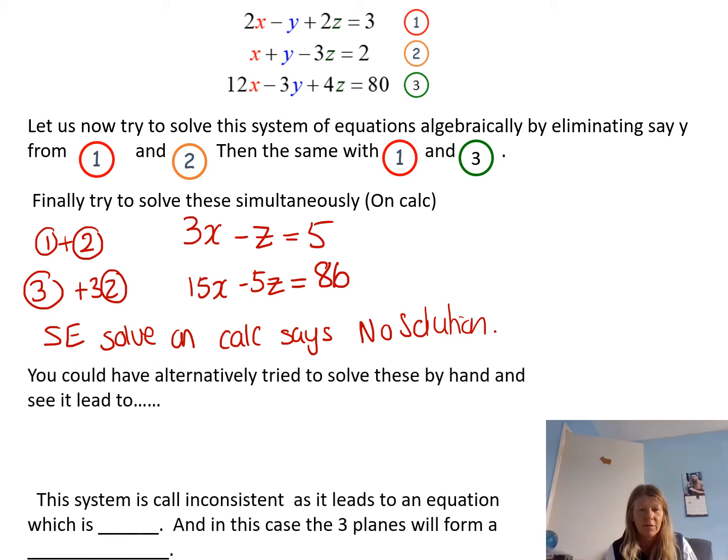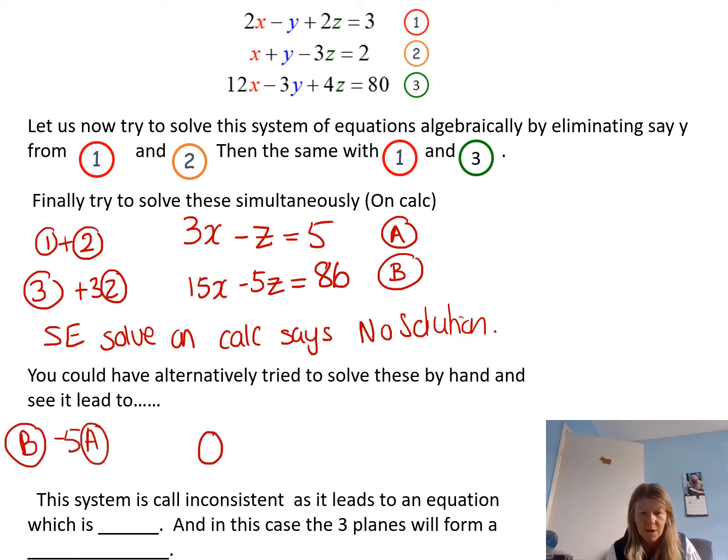If you want to see what I mean by inconsistent, you'd have to solve them by hand. So alternatively, solving these by hand, if we called these A and B, like last time, what did we do? We did B take 5 A's to get rid of the x's. So you get 0 plus 0 equals, this time, something like 51. So this leads us to a nonsense statement, so we call that inconsistent. So this system is called inconsistent.